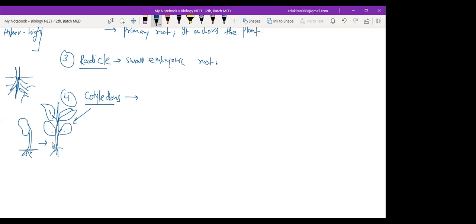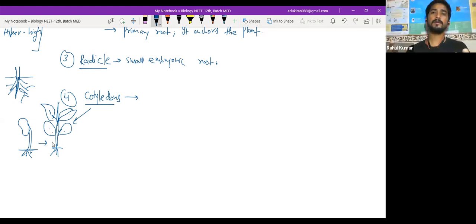Yes, so write down. It emerges out as tiny fleshy leaf-like structures. Fleshy because they are filled with nutritive tissue called endosperm. So tiny fleshy leaf-like structures.